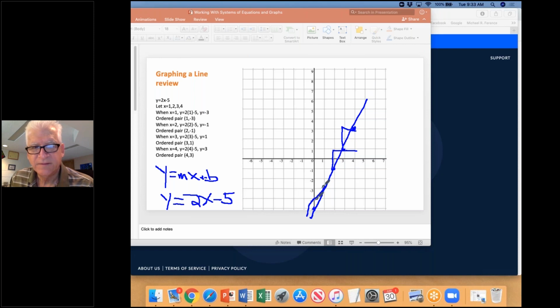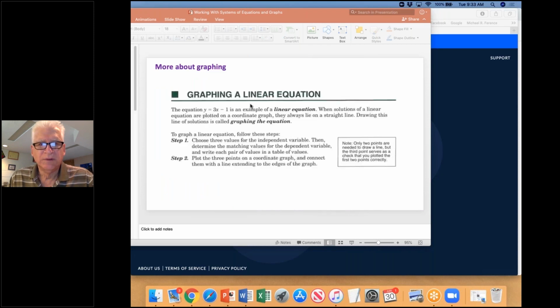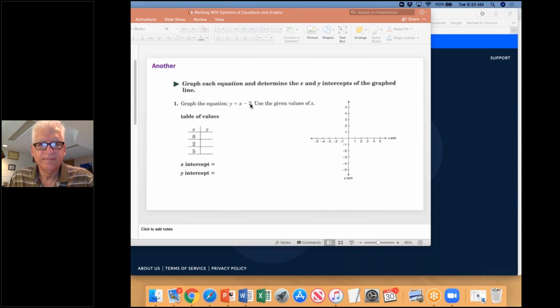So this is the equation. This is the line. Slope of positive 2, y-intercept of negative 5. I'll get rid of that. And I did one other sample, I'm going to go back to it. Right here. This was a little more simple.